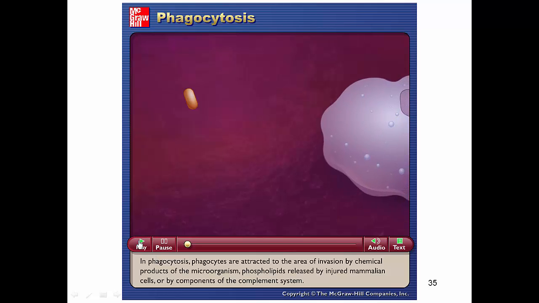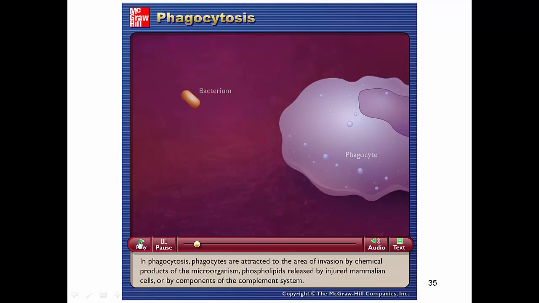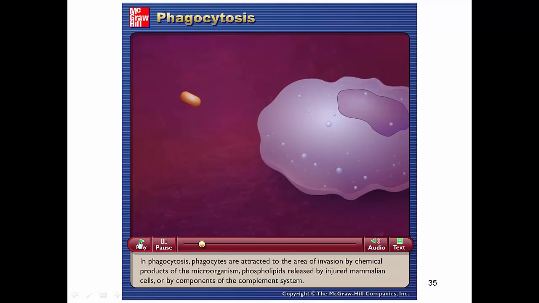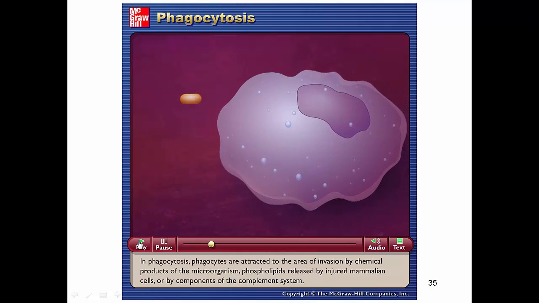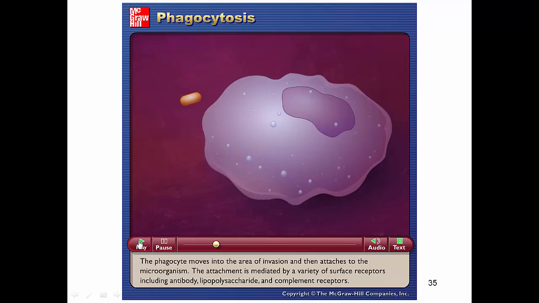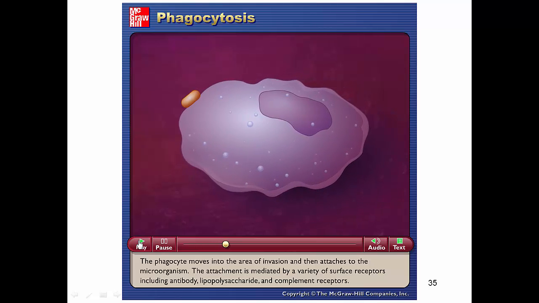In phagocytosis, phagocytes are attracted to the area of invasion by chemical products of the microorganism, phospholipids released by injured mammalian cells, or by components of the complement system. The phagocyte moves into the area of invasion and then attaches to the microorganism. The attachment is mediated by a variety of surface receptors, including antibody, lipopolysaccharide, and complement receptors.